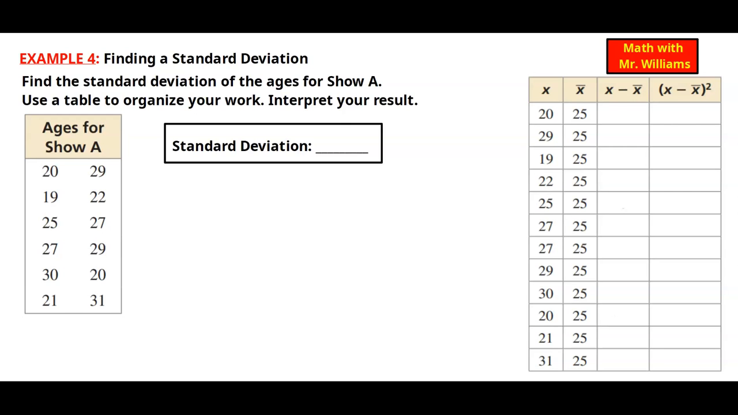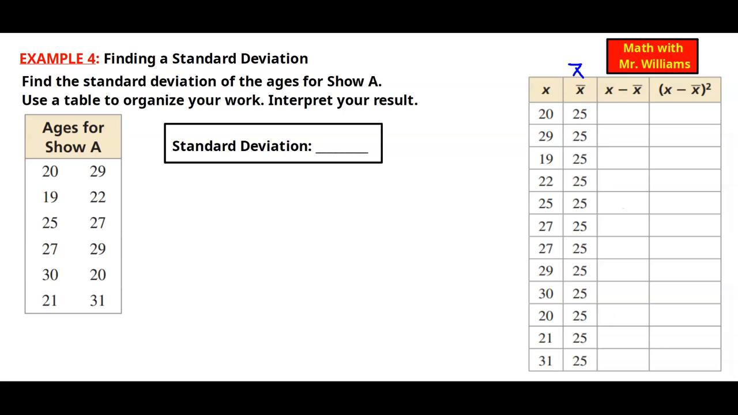Math with Mr. Williams. Example 4. Finding a standard deviation. Find the standard deviation of the ages for show A. Use a table to organize your work. Interpret your results. Okay, so the first thing we need to do is find the mean, and it looks like they've already done that for us here. All right, because we know an x with the line above it means the mean.